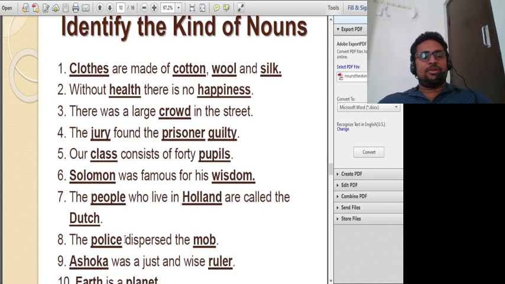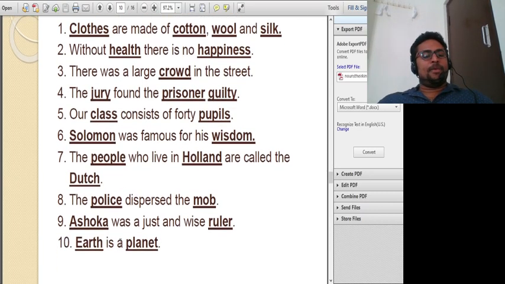Police dispersed the mob. What is police? Collective noun. Mob is also a collective noun. Ashoka was a just and wise ruler. Ashoka is a proper noun. Ruler is a common noun.